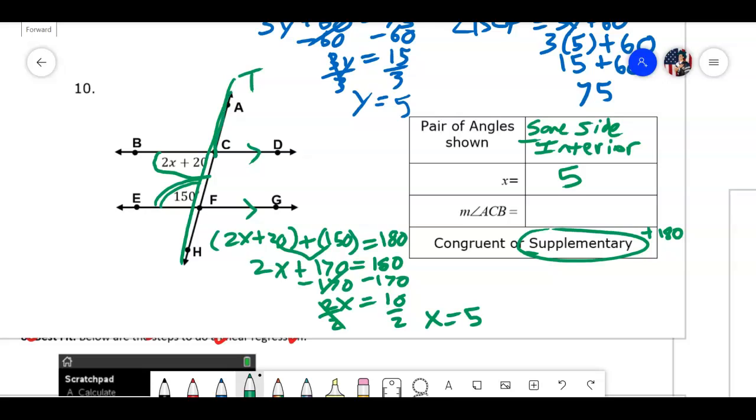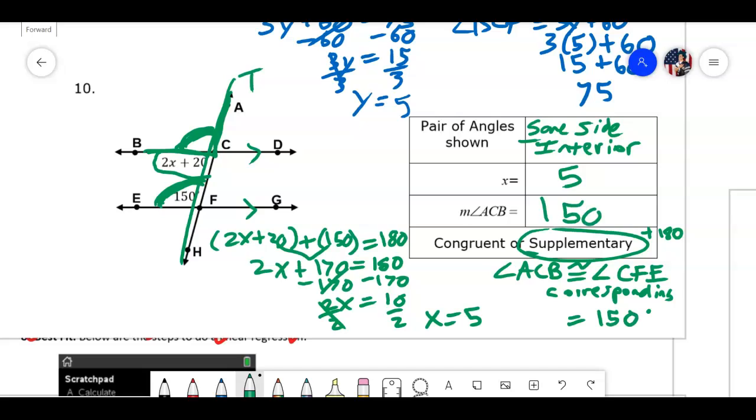For angle ACB, now this is weird. ACB is right here. This is obtuse, and it should match the other obtuse angle, right? Angle ACB is congruent to angle CFE. Again, we may not have this angle right here, but we know it has to be the same as 150 because they're corresponding angles. So it equals 150 degrees. Another way you know that is look at the zigzag. 150, 150, 150, right? Cool.